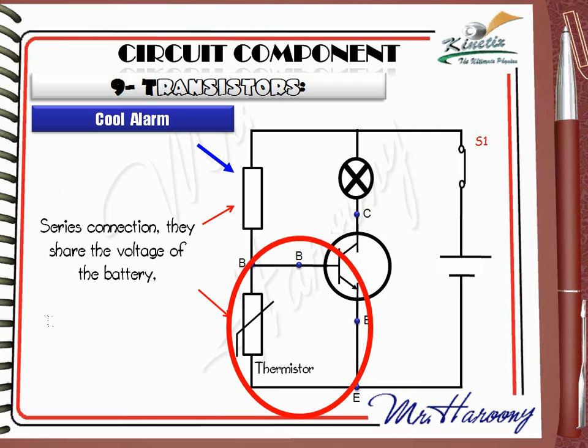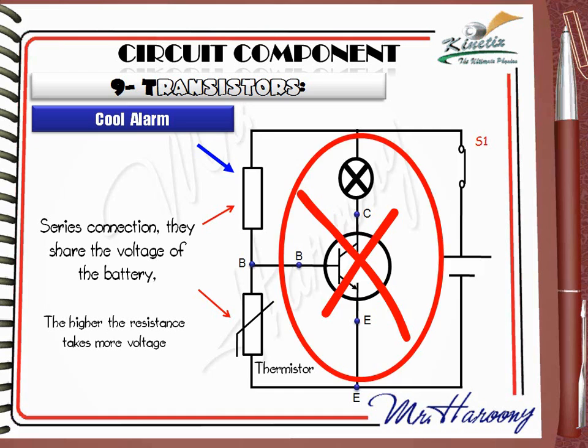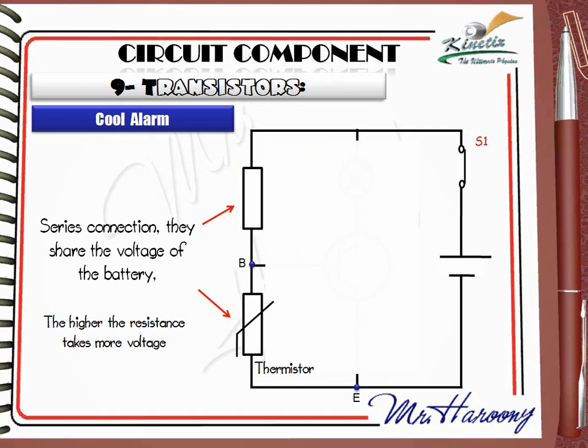The one that has the bigger resistance will acquire a bigger voltage from the battery. The transistor in our circuit is normally off. This means that this part of the circuit is neglected, since no current will pass in it. So this becomes our starting circuit: a battery with a fixed resistor and a thermistor in series. The fixed resistor and the thermistor in series will both share the voltage of the battery.